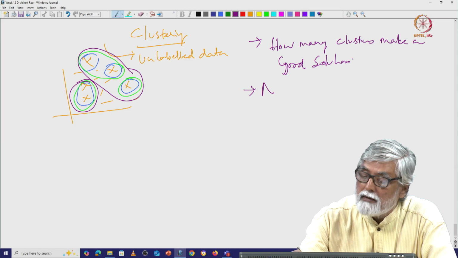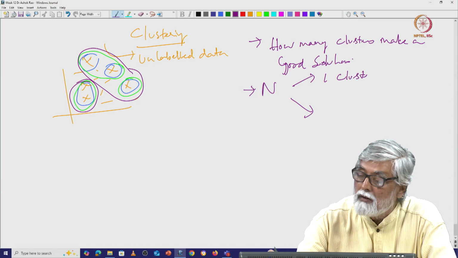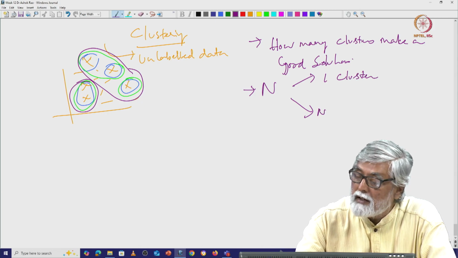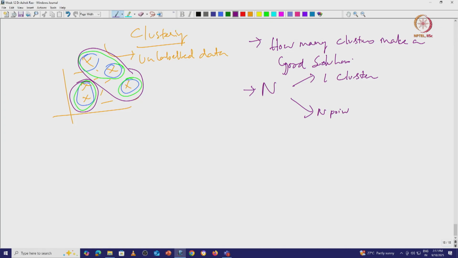Suppose you have n data points, two extreme answers are one cluster, all the data points, the other is n clusters, that is n 1-point clusters. So, both answers are definitely wrong, it lies in between. So, just like good classifiers, how do we find good clusters for data?